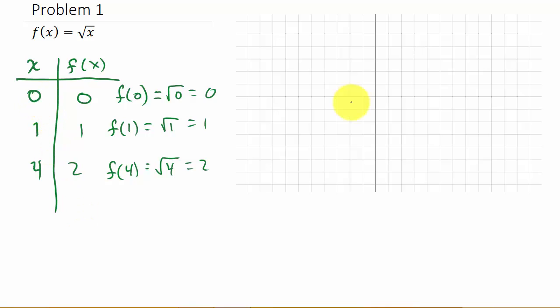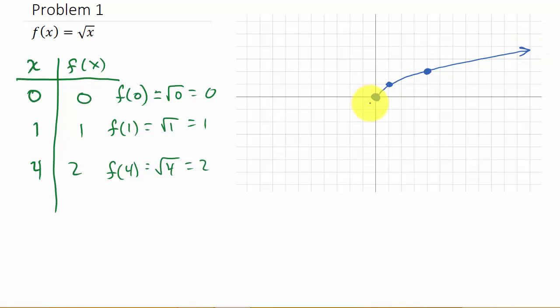So we'll plot the point 0, 0. We'll plot the point 1, 1, so over 1 and up 1. And then we'll plot the point 4, 2. So 1, 2, 3, 4, and then go up 2. Okay. And you can see that it gives you a good idea of what the shape of the graph is. And so when we draw the graph, we just connect the points, and it's going to look something like that.